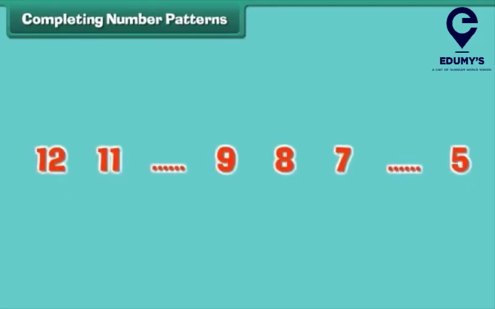Completing number patterns. Look at this number pattern. There are 2 numbers missing in the pattern. We can fill them if we understand how the pattern has been created. It is clear that in this pattern, numbers decrease by one at a time. We can find the missing numbers with the help of reverse counting. 12, 11, 10, 9, 8, 7, 6, 5. So, the missing numbers are 10 and 6.